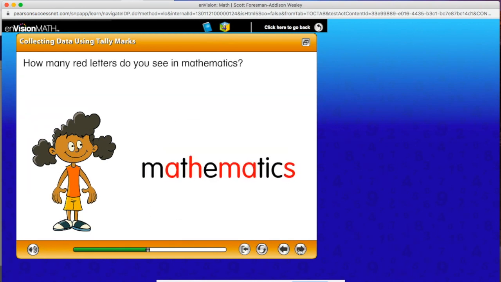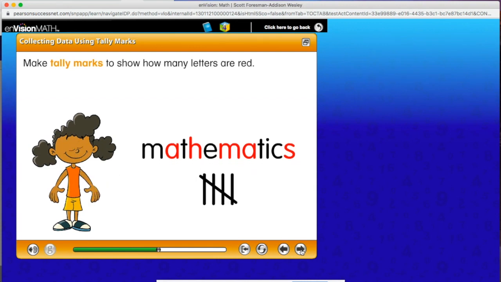How many red letters do you see in mathematics? Looking at this word right here, let's count out only the red letters. Count with me. 1, 2, 3, 4, 5. There are 5 red letters.